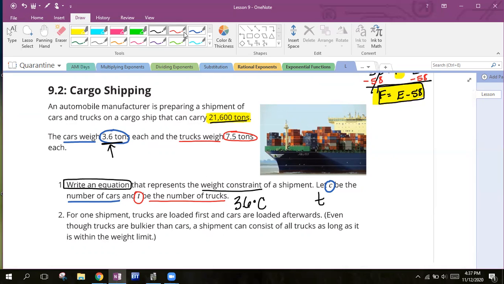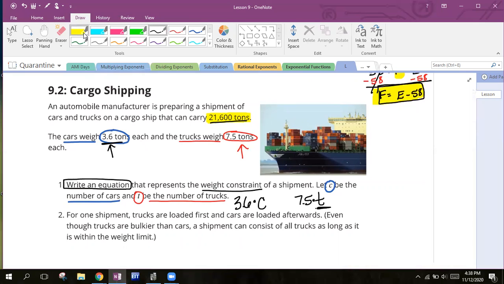Okay, same for the trucks. We're using T to represent trucks. And if I had one truck, it's going to be 7.5 tons. But if I told you we're going to have 562 trucks on the ship, then you're going to take 7.5 tons and multiply it by however many trucks we have. Once again, we don't know how many trucks we have. So we're just going to take that 7.5 and multiply it by the number of trucks we have, which we use as T.